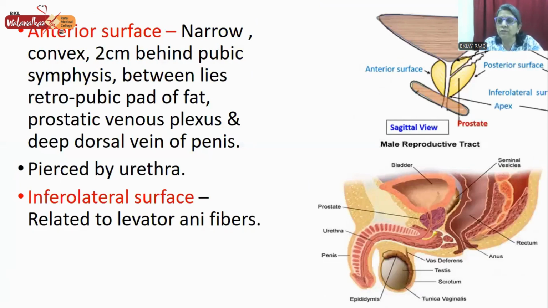Now coming to the surfaces of the gland, the anterior surface, as you can see in the picture, is convex in shape and anteriorly related to the pubic symphysis. In between the two, we get a pad of fat called the retropubic pad of fat, and also there is a prostatic venous plexus, through which the deep dorsal vein of the penis traverses. The inferolateral surface of the gland is related to the levator ani muscle.